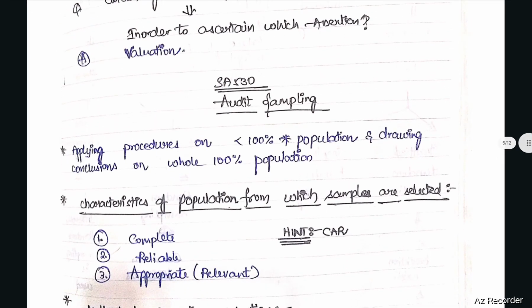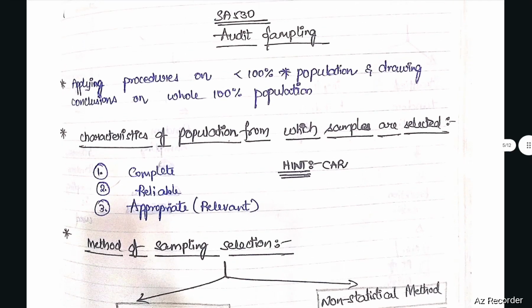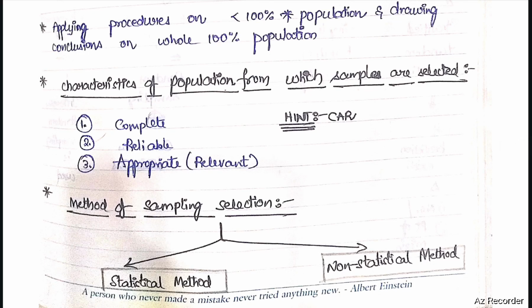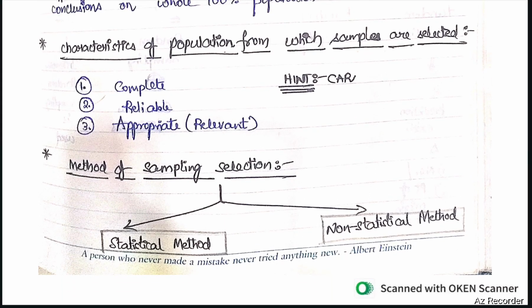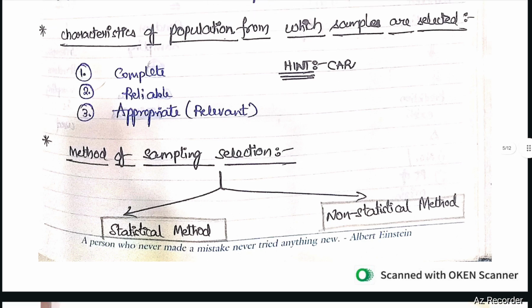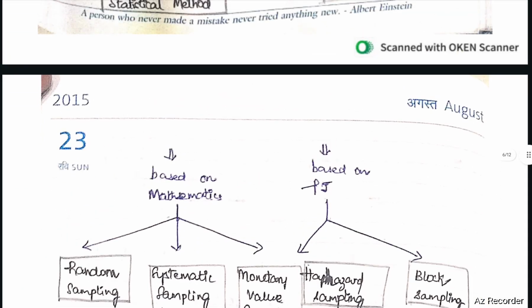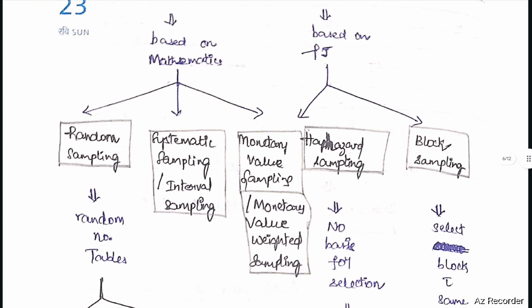SA 530 audit sampling. Applying procedures on less than 100% of the population and drawing conclusions on the whole 100% population is called audit sampling. Characteristics of the population from which samples are selected. Hint is CAR: complete, appropriate, that is relevant and reliable. Methods of sampling selection: statistical method and non-statistical method. A statistical method is based on mathematics and a non-statistical method is based on professional judgment.